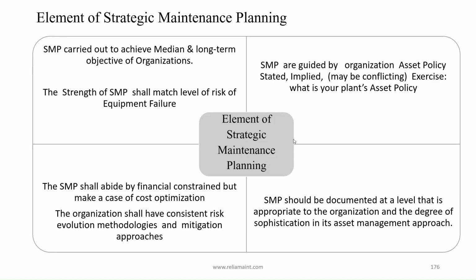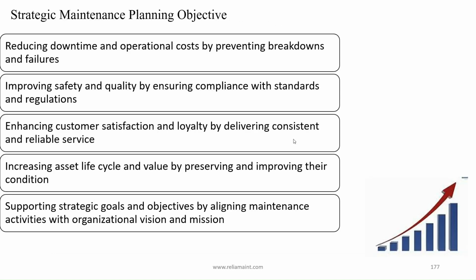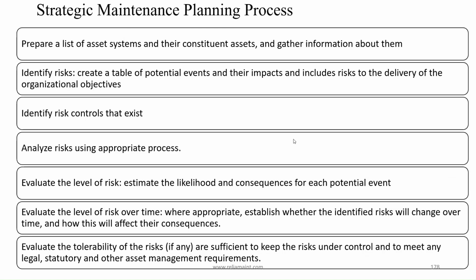S&P should be documented at a level that is appropriate to the organization and the degree of sophistication in its asset management approach. Benefits: reducing downtime and operational costs by preventing breakdowns and failures, improving safety and quality by ensuring compliance with standards and regulations, enhancing customer satisfaction and loyalty by delivering consistent and reliable service, increasing asset life cycle and value by preserving and improving their condition, supporting strategic goals and objectives by aligning maintenance activities with organizational vision and mission. Strategic maintenance planning process.